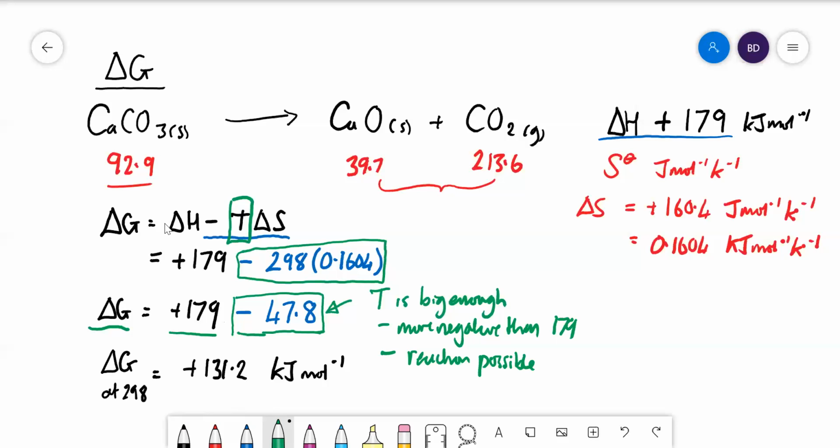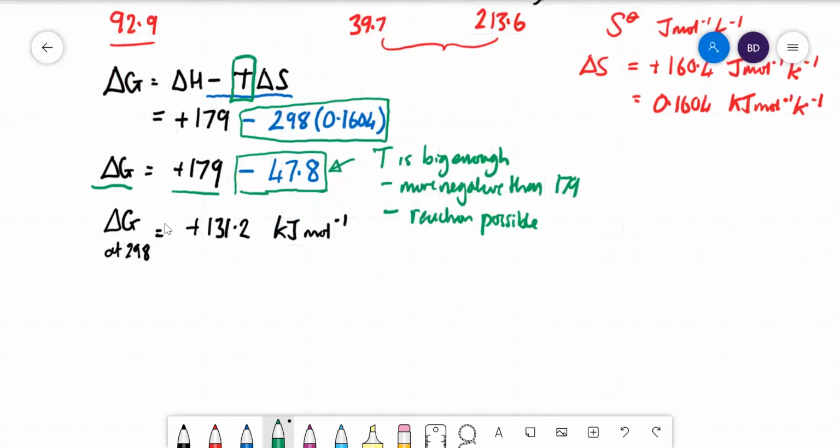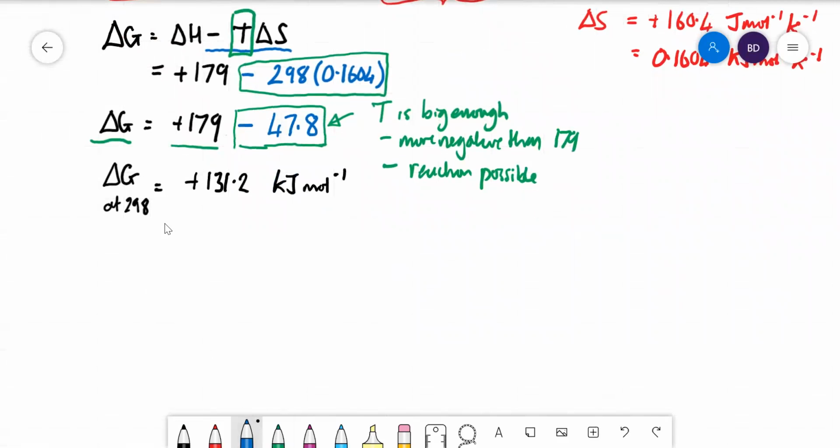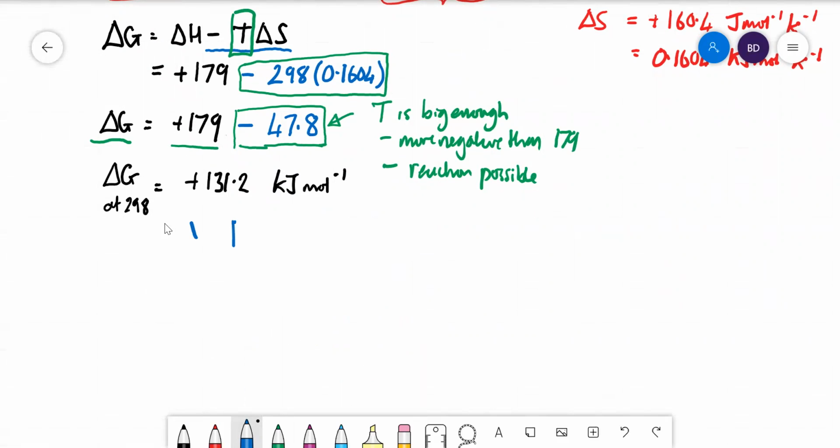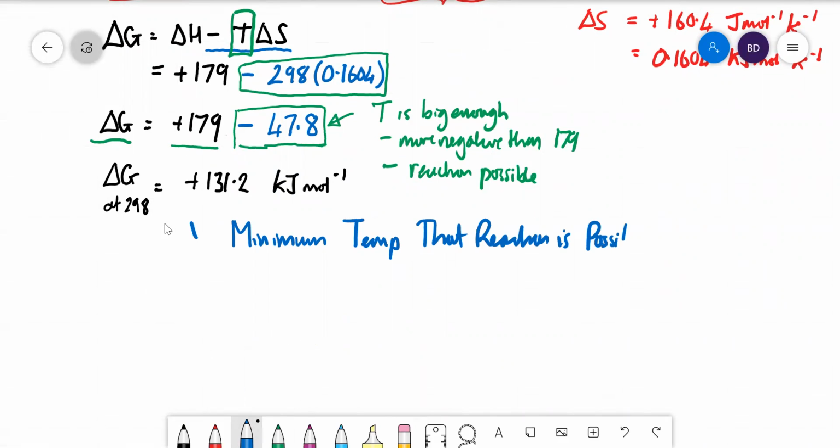Right. So let's work out the minimum temperature that the reaction is possible. And this is a very common exam question. This is one of the things they always ask you to do. So let's think about how we're going to do that.